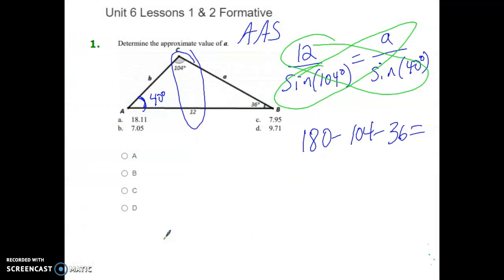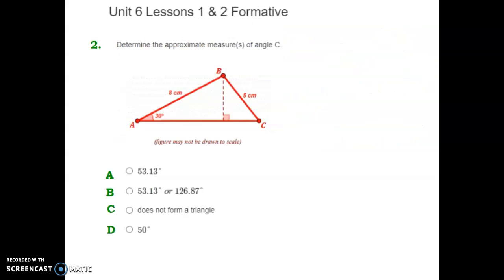Okay, so I go back here and look at my answers, and I believe that is what we are looking for. Hold on. Sorry, we just solved for A, right? And it's asking to determine the approximate value of A. So we got 7.95. We look at our answers. The answer is C. All right, let's go to number 2.